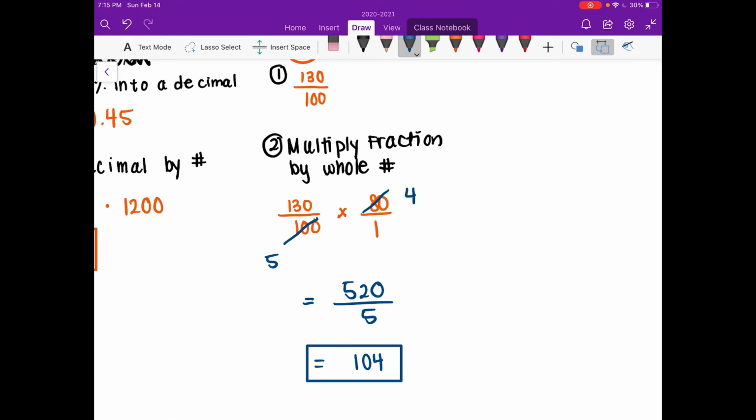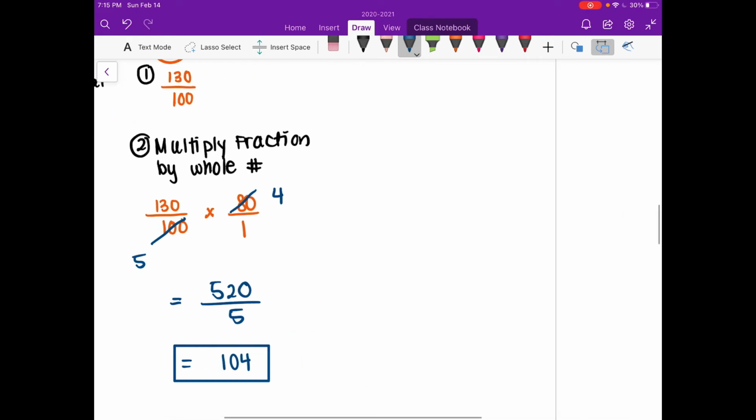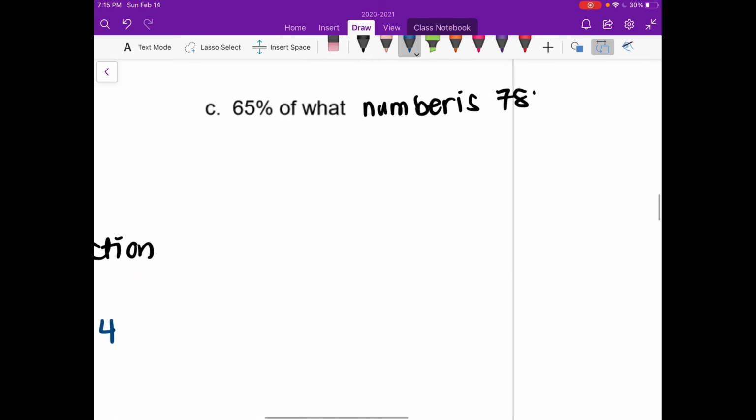If you did 1.3 times 80, you would also get 104. Either way, you would get the same answer. It just depends how you would like to do this. Now, 65% of what number is 78?